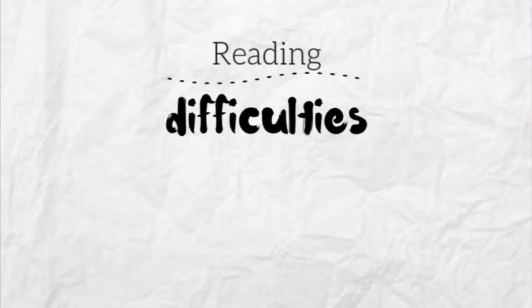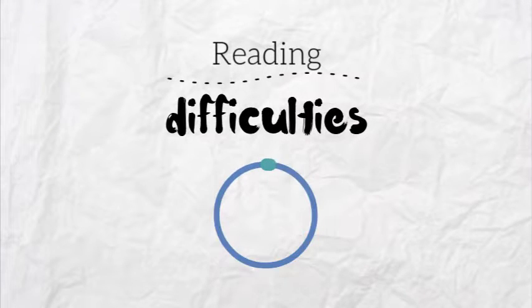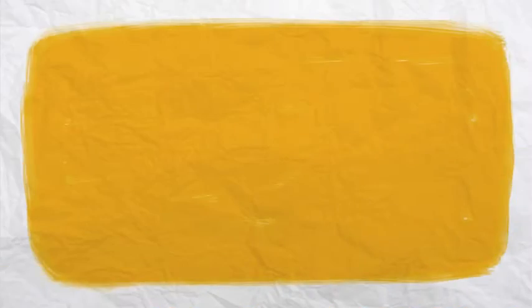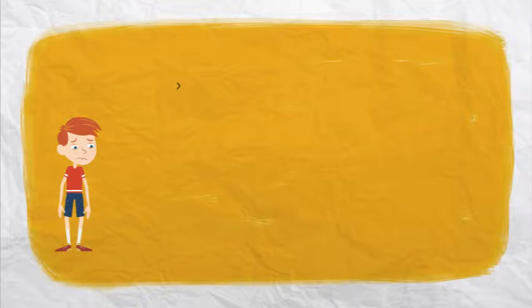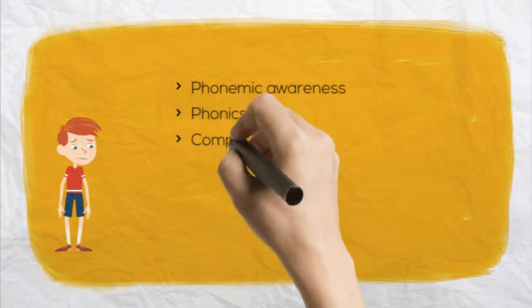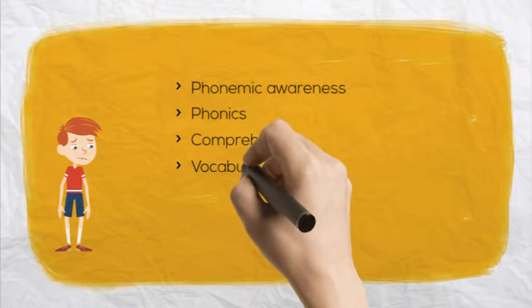Reading difficulties are the most common learning difficulty as they make up 80% of all students that identify with a learning difficulty. These students experience unexpected and persistent problems with one or more of the 6 key instructional areas of reading: phonemic awareness, phonics, comprehension, vocabulary, fluency, and decoding.